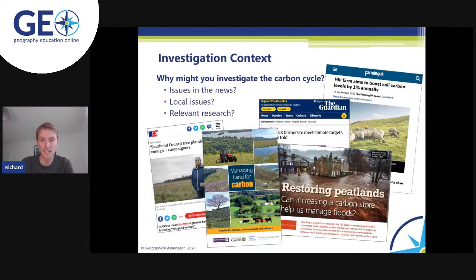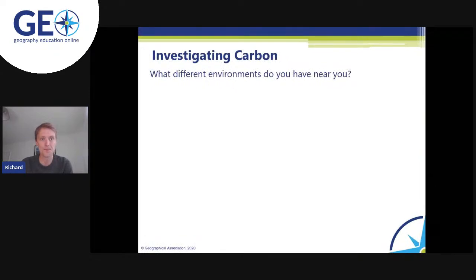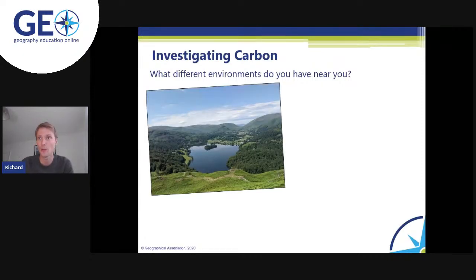So by bringing it local to you, it might be a nice idea to have a little think about what sort of environments you have near you, and we can share some thoughts in the comments as well. So I'm very aware that not everyone will have environments like this immediately on their doorstep. If you do, lucky you. It'd be lovely to have that nearby.